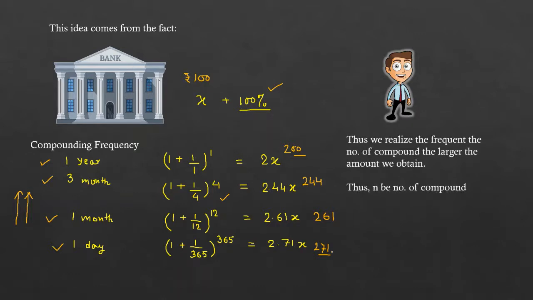So we realize that if the frequency of the compounding of the money is large, then we're going to obtain a higher amount of money. So let us consider n to be the number of compounds, and thus we come up with an idea that if the frequency n tends to infinity, so an infinite number of times, that is, in every instant we start compounding the money, we're going to get a higher return.